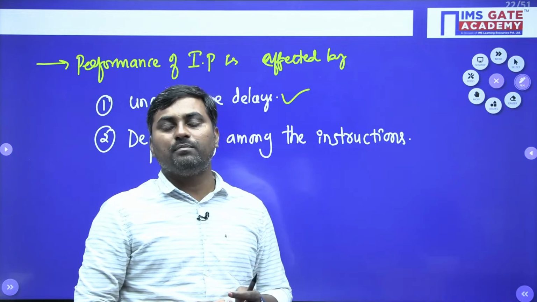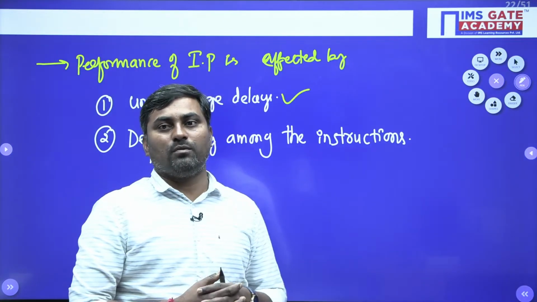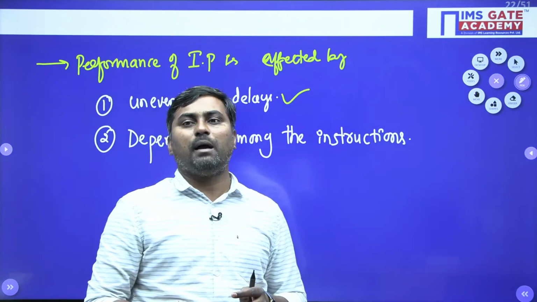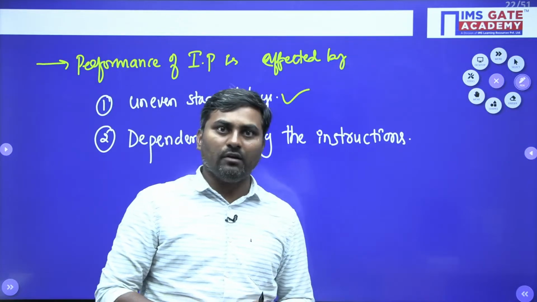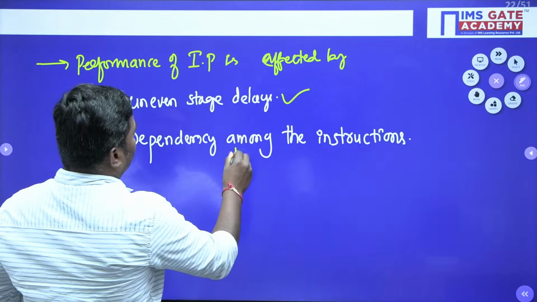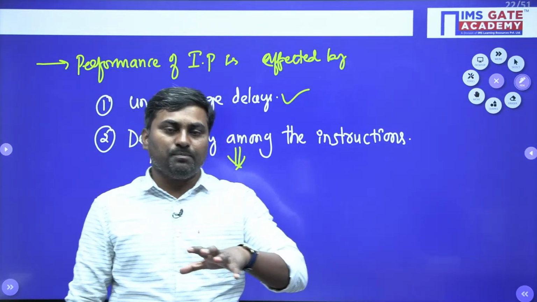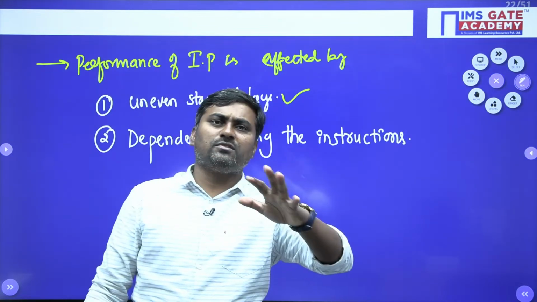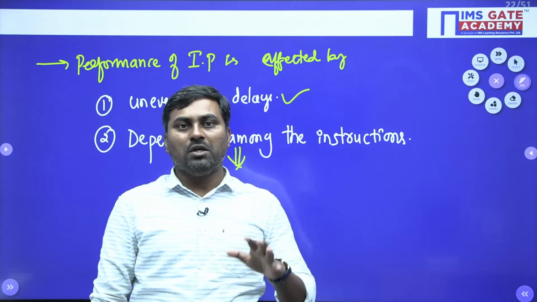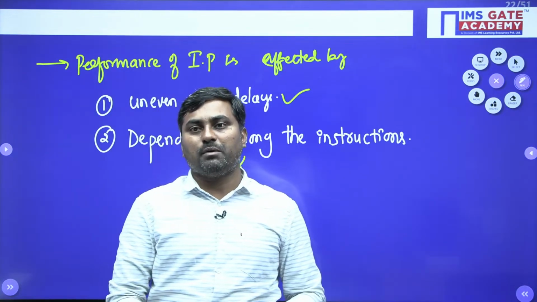We observe that one instruction takes 1 clock cycle only. That is the theoretical result which we have proven, but in the practical case it may not happen because the stage delays are different. Looking at the second point, the dependency among the instructions: generally in programming, some instructions depend on others. This also will impact the speedup factor of the instruction pipeline.